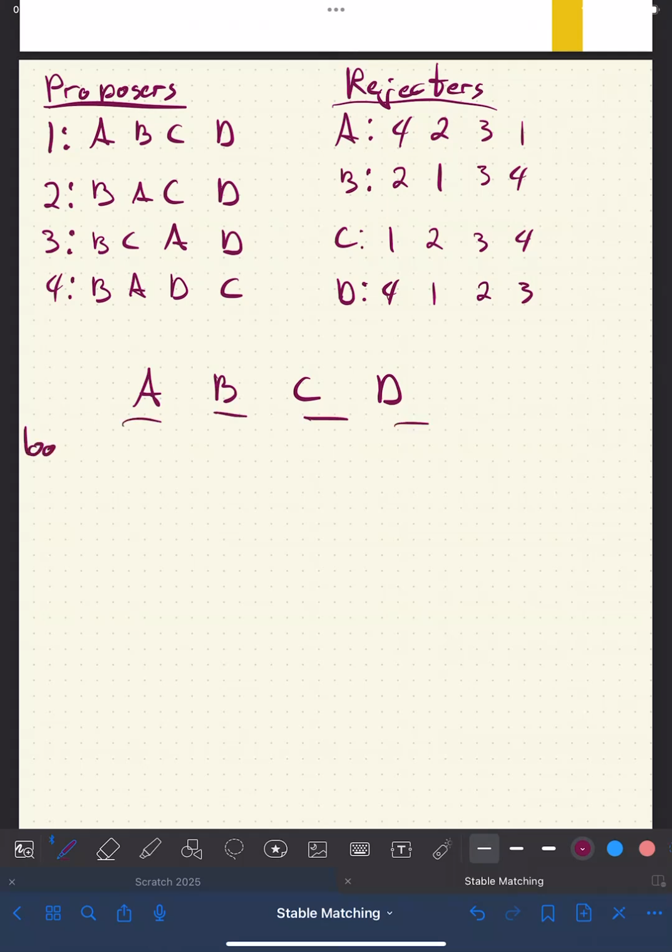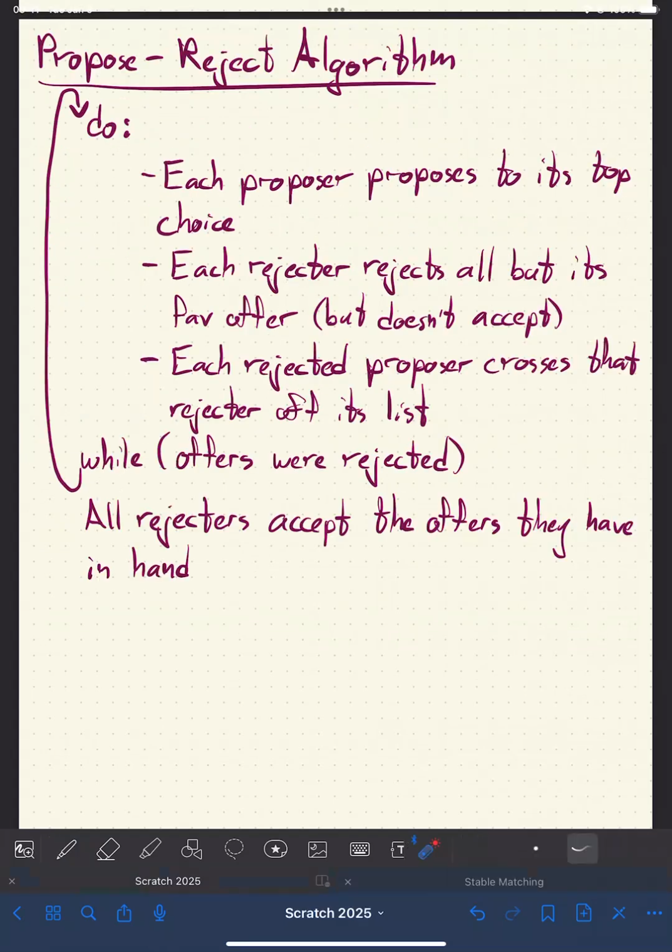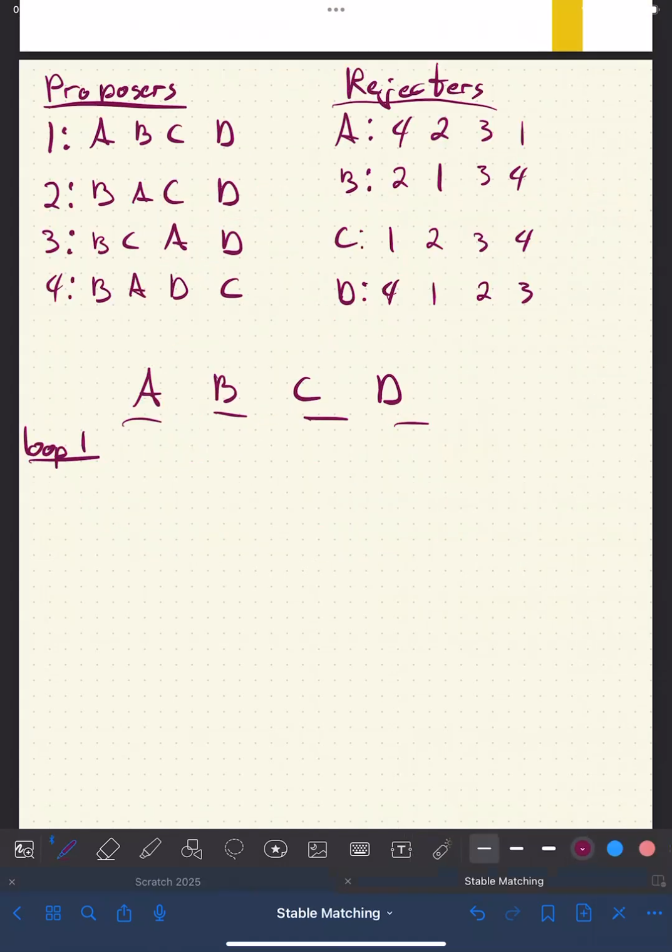Let's say we're on loop 1. We're just starting. Again, if we look back at this, the very first step is that each proposer proposes to its top choice. Very simple, right? To begin with, each proposer proposes to its top choice. 1's top choice is A, 2's top choice is B, and so is 3's and 4's. They all have their top choice as B. So let's reflect that. 1 proposes to A, it goes right up to A and proposes, and 2, 3, and 4 go to B to propose.